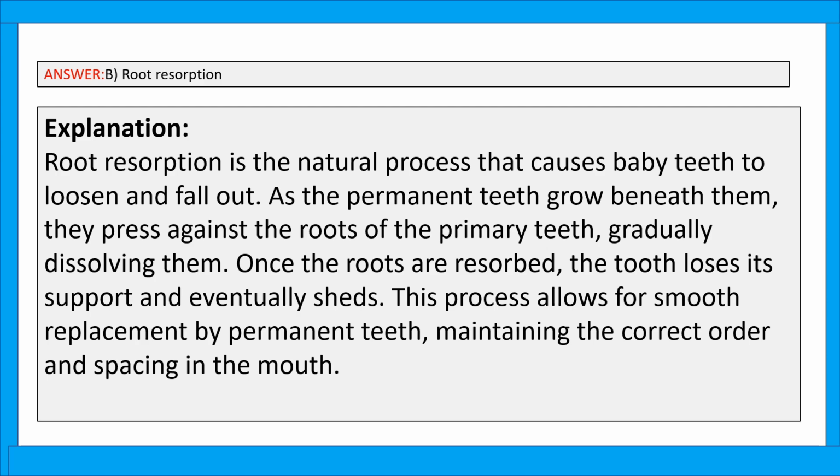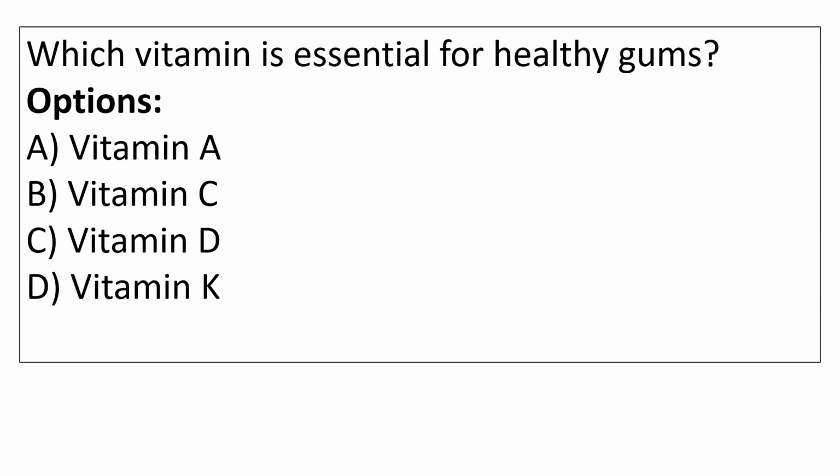Which vitamin is essential for healthy gums? Option A, vitamin A. Option B, vitamin C. Option C, vitamin D. Option D, vitamin K. The right answer is option B, vitamin C.